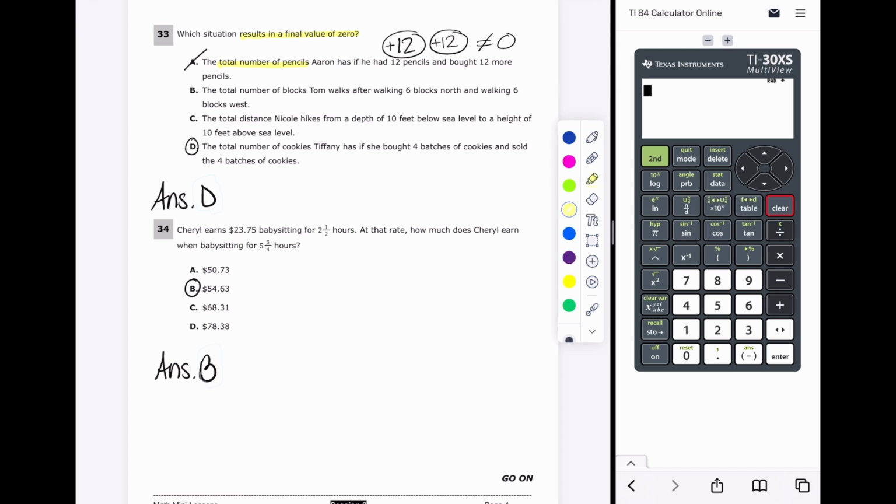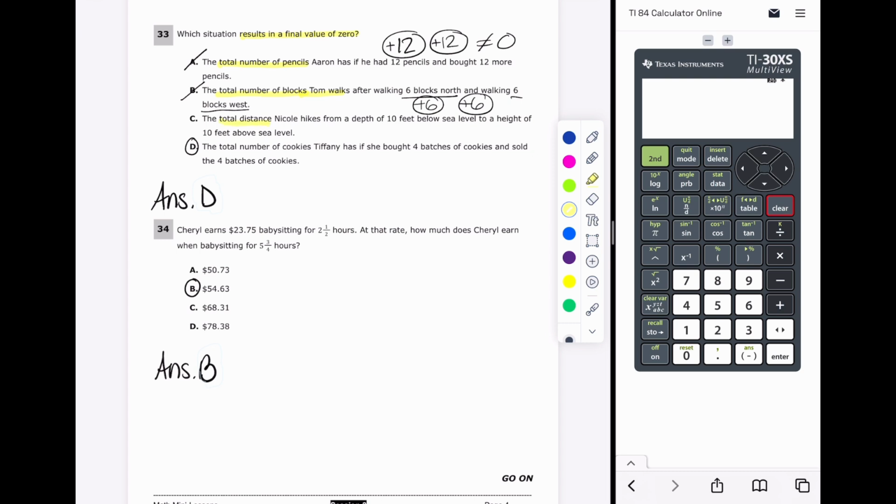The total number of blocks that Tom walks. Automatically I'm thinking this isn't going to work because I can't have negative blocks walked. I can't undo the blocks that I walked. But let's keep going. So he walked 6 blocks north. I would still count this as 6 blocks, so positive 6, and 6 blocks west. So that would still be a positive 6 and a positive 6, which also does not give me 0. So again, context matters.